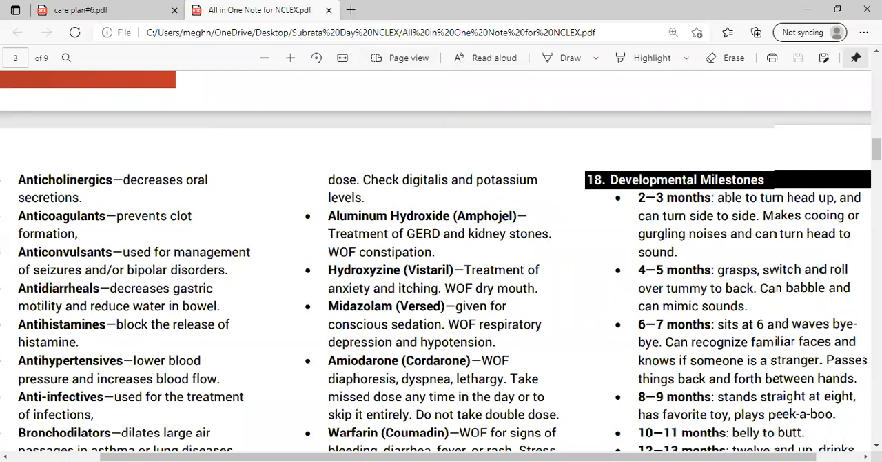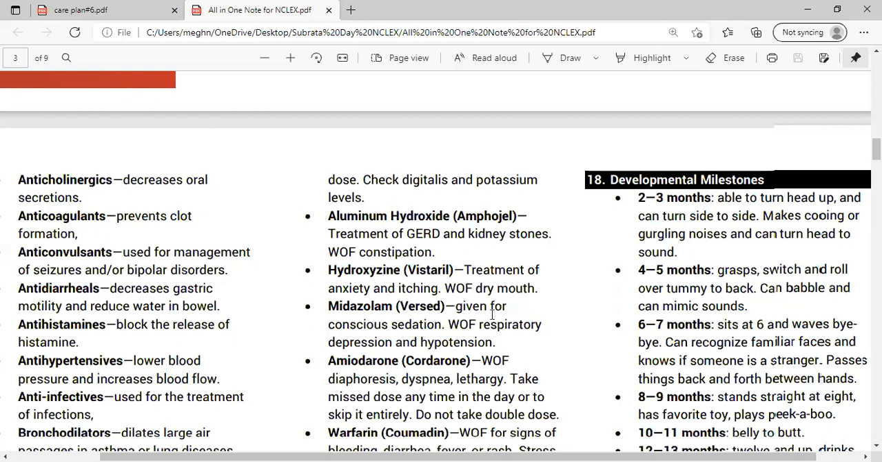Aluminum hydroxide we use to treat GERD, which means gastroesophageal reflux disease, and also kidney stone. Hydroxyzine treats anxiety and itching. Midazolam is given for conscious sedation; watch for respiratory depression and hypotension.